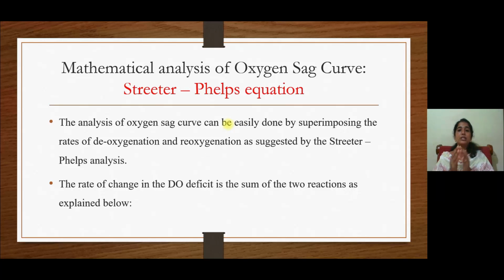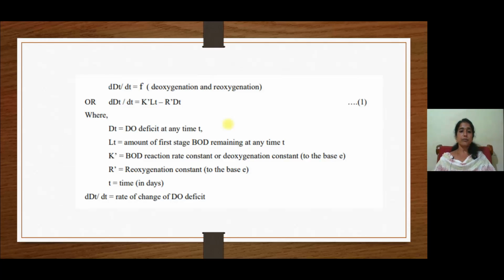This Streeter-Phelps equation is the mathematical analysis of the oxygen sag curve. The analysis of the oxygen sag curve can be easily done by superimposing the rates of deoxygenation and reoxygenation as suggested by Streeter-Phelps analysis. The rate of change in the dissolved oxygen deficit is the sum of the two reactions as explained below. This is the normal derivation of our Streeter-Phelps equation, that is deoxygenation and reoxygenation as a combination.